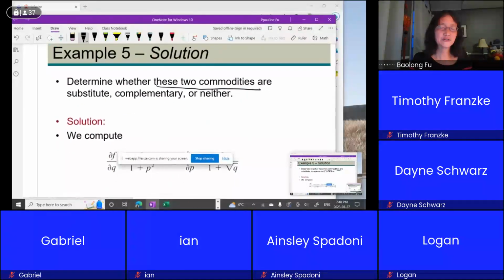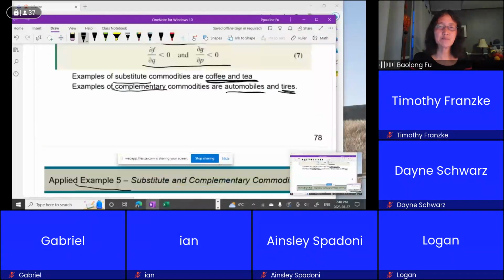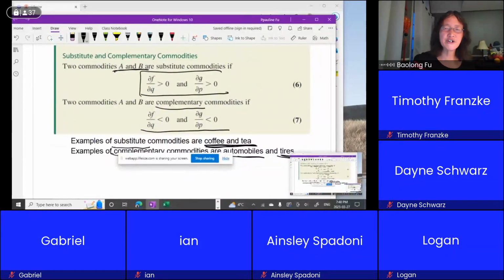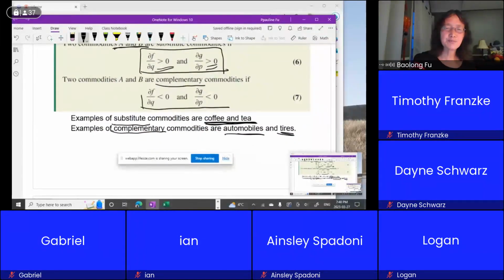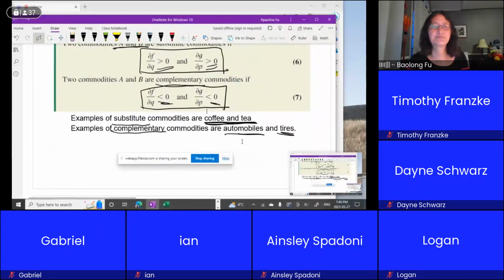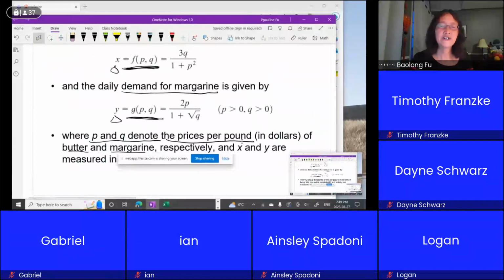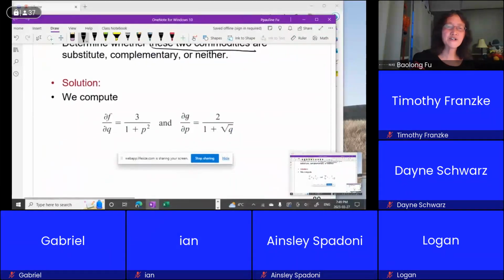So how do we know substitute or complement? Take partial derivatives. If both partial derivatives are greater than 0, substitute. If both are smaller than 0, complementary. So this is our F function, and this is our G function. Take the partial derivative of F, the partial derivative with respect to q.